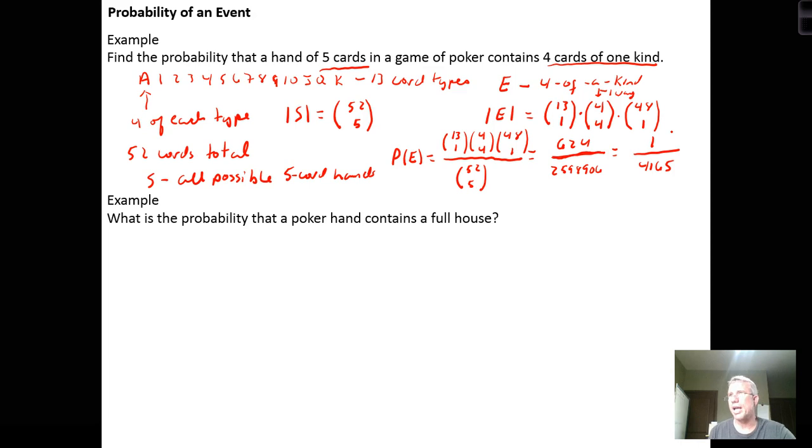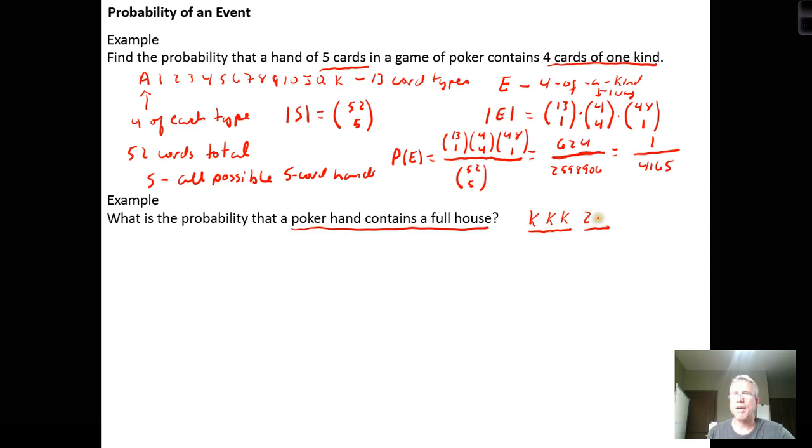I'll be okay if you report reasonable decimal approximations though. So what is the probability that a poker hand contains a full house? A full house in poker is simply you choose one of the card types, let's say a king, and 3 of the 5 cards have to be the same type, and then the remaining 2 cards have to be the same type as well.